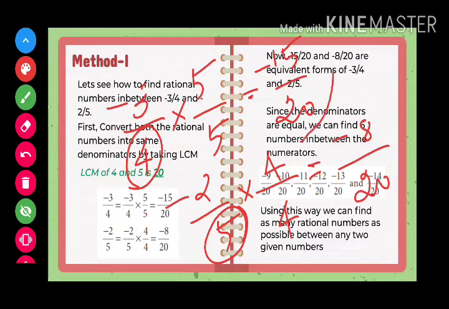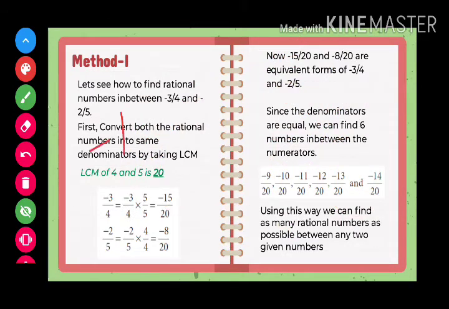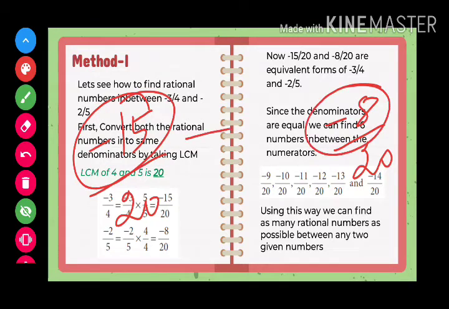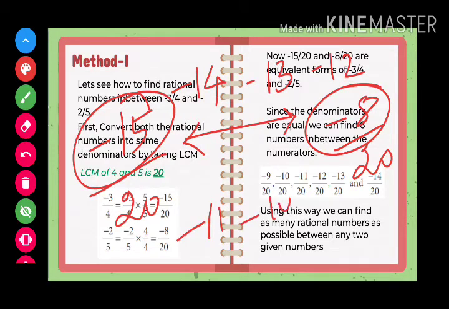Take a look at these numbers carefully now. Minus 15 by 20 and minus 8 by 20. Now you can tell that both the denominators of these two numbers are same. Now tell me what are the numbers? Minus 15 by 20 and minus 8 by 20. Since the denominators are same, forget about the denominators now. Now look into the numerator. This is minus 15 and this is minus 8. How many integers can you write between these two numerators? You can write minus 14, minus 13, minus 12, minus 11, minus 10, minus 9. So you can write 6 integers in the middle.